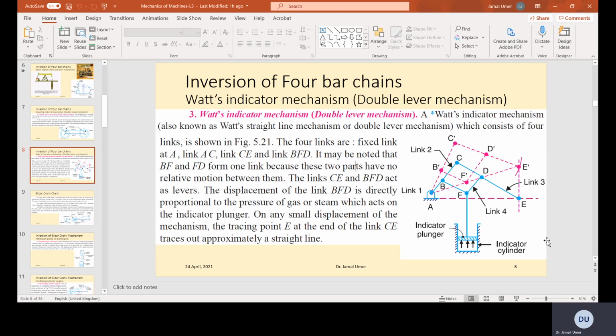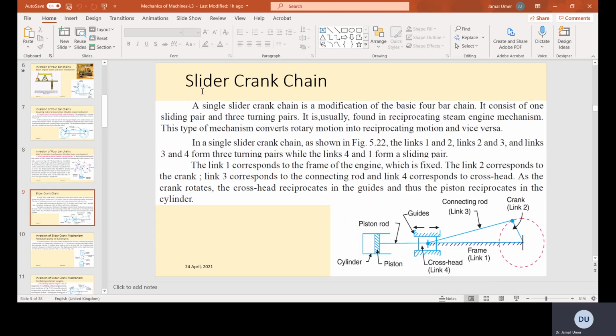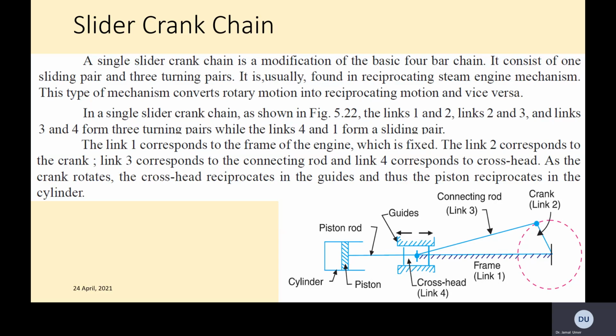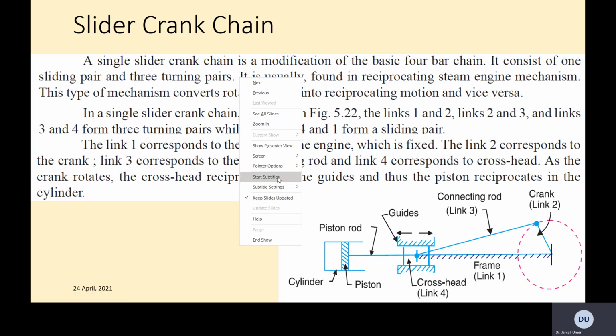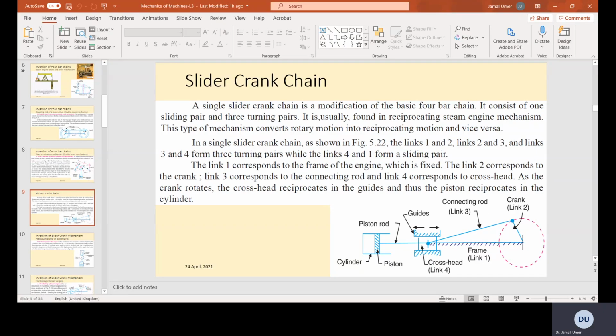So the next one is the slider crank chain mechanism. Of course, this was also a 4-bar mechanism, as we discussed last time, but here we are just using a different classification. So that's what we are doing here.